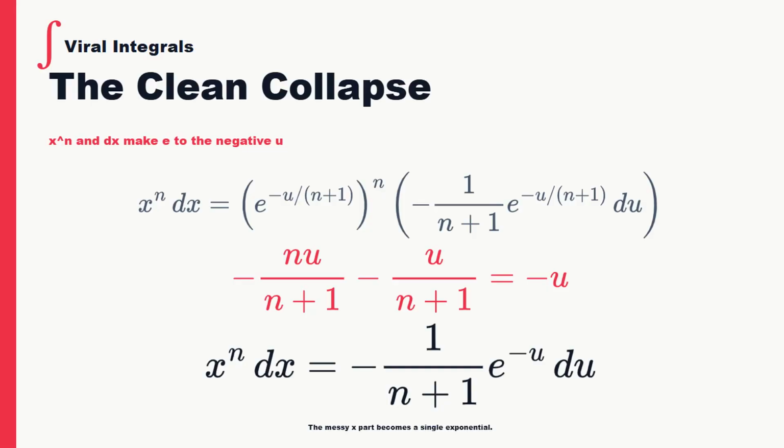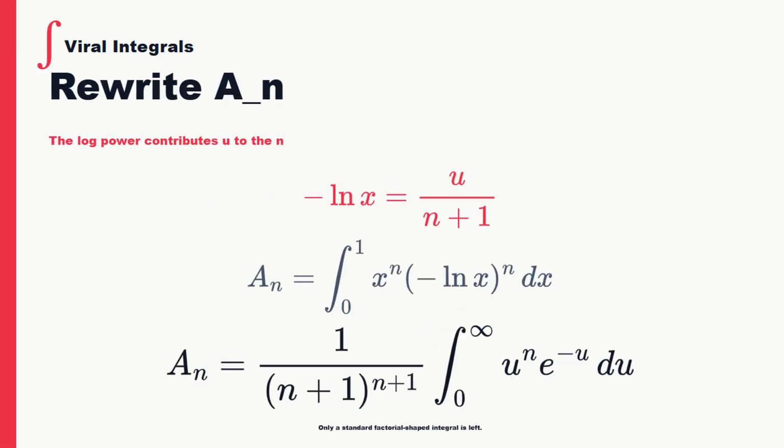And here's the payoff from the substitution. The x to the n and the dx combine into 1 e to the negative u, with a factor of 1 over n plus 1 outside. And the remaining log factor also converts cleanly. Since negative log x is u over n plus 1, the whole a sub n integral becomes 1 over quantity n plus 1 to the quantity n plus 1 times the integral of u to the n times e to the negative u.